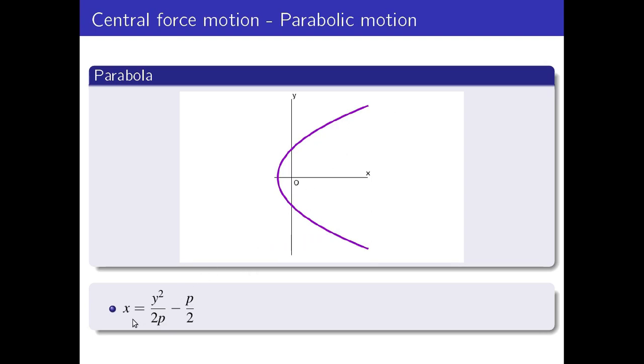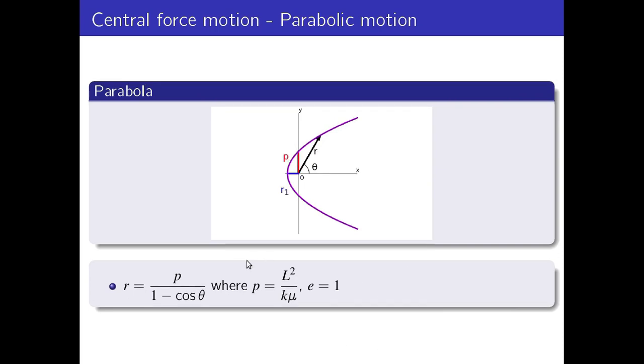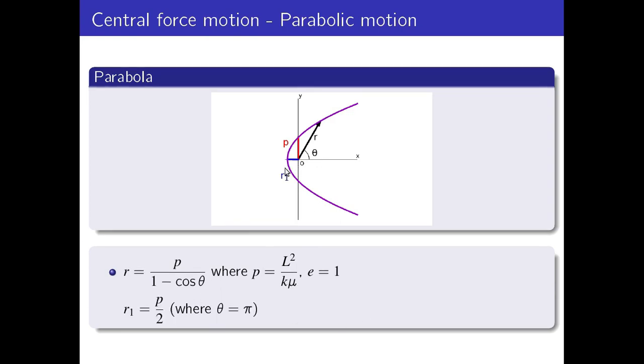For this parabola, x is equal to y squared over 2p minus p over 2, and the x-axis is the principal axis. The origin sits at the focal point and the parabola opens rightward. This parabola can also be obtained from the polar form of the solution, where e is equal to 1, so the eccentricity becomes equal to 1. The p, the semilatus rectum, can be seen here, and it can be obtained when theta is equal to pi over 2, and this r1 can be obtained when theta is equal to pi as p over 2.